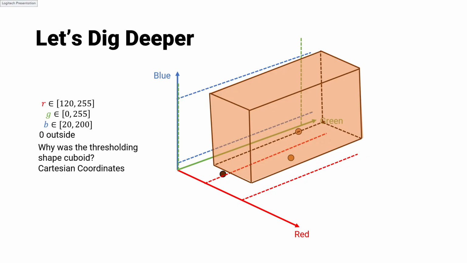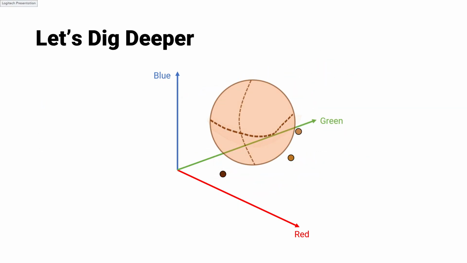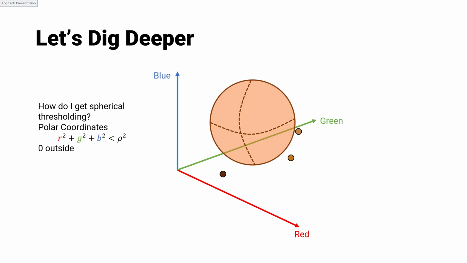Awesome. What if I instead want the bounding volume or surface to actually be a sphere? How would I do that? In other words, how would I get spherical thresholding? If you were thinking a change in coordinate system, you were absolutely right, and the answer is the polar coordinate system, right? Instead of thresholding with just the values of R, G, and B directly, we are going to use this equation here. We are going to say, hey, the sum of R squared plus G squared plus B squared should be less than some value rho squared, right? And if it's not, it's 0, it's outside. Awesome.